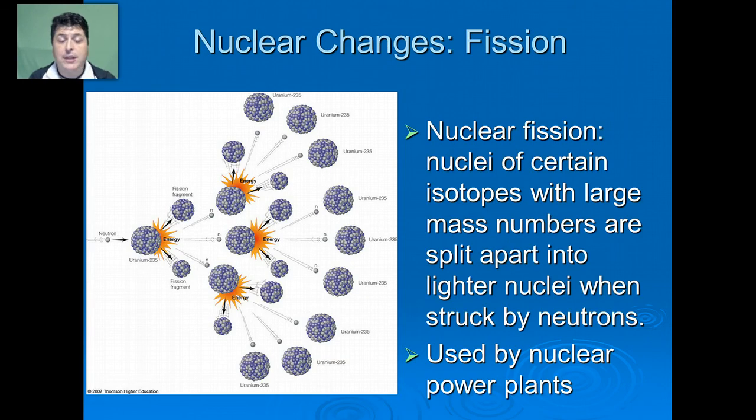Other nuclear changes occur when unstable isotopes interact with other atoms or parts of atoms. In nuclear fission, certain isotopes that have a large mass number are split apart into lighter nuclei when they're struck by neutrons. This takes place often in nuclear power plants, where unstable uranium-235 is struck by a neutron, and then it sets off a chain reaction. And with each nuclear fission, each splitting of that unstable nuclei, it releases energy in the form of heat, which is then captured and turned into steam so that it would turn turbines and generate electricity.